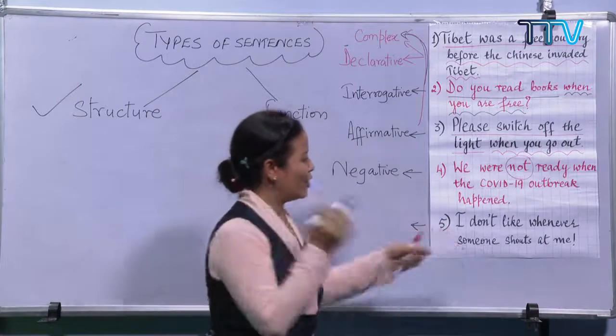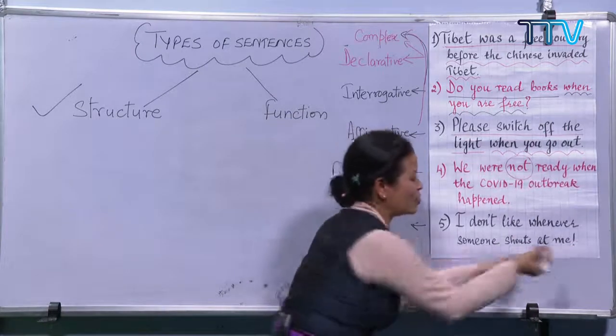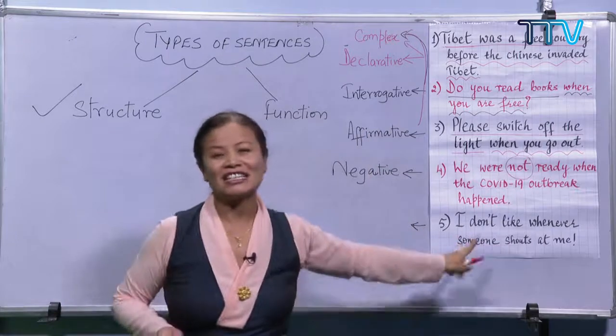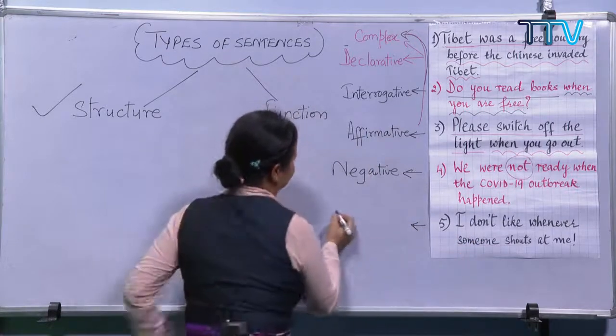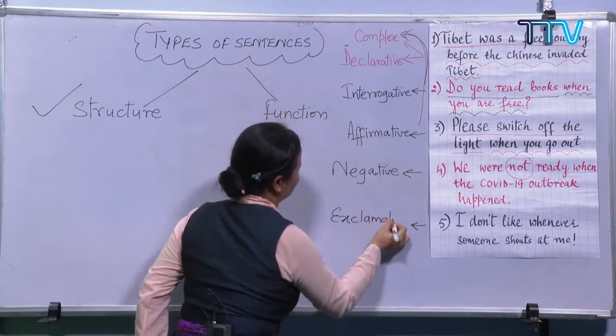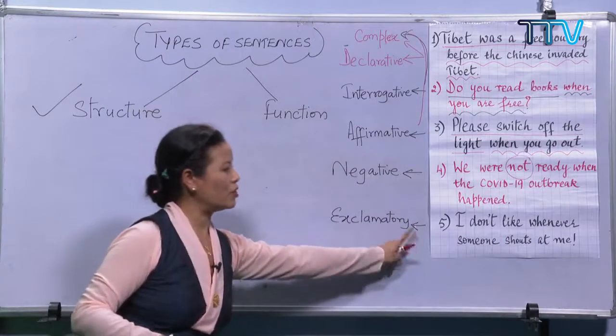So therefore, you have an exclamation mark, the punctuation mark, exclamation here. And this suggests this is an example of an exclamatory sentence. Exclamatory sentence. Okay, so now we know the function of this sentence.